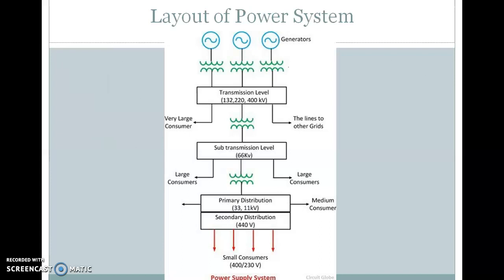And this is a layout of a power system network. In this layout, we placed three generators at the top of the diagram. This is the generation part. This part indicates the generation part. It generates electricity with the voltage level of 11 kV. All generators are operating at the voltage level of 11 kV.